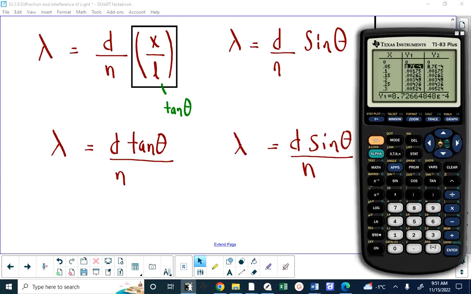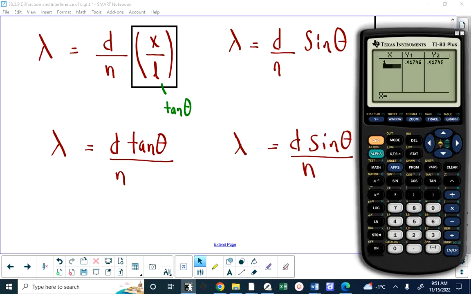This is tan of theta. This number is sine of theta. They're very, very close to each other, really close to each other. Even down at 0.35 degrees, look at the difference between these. Very, very slight.